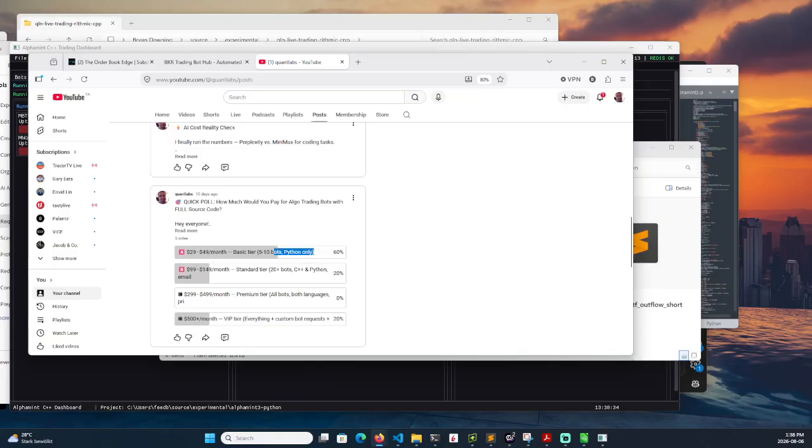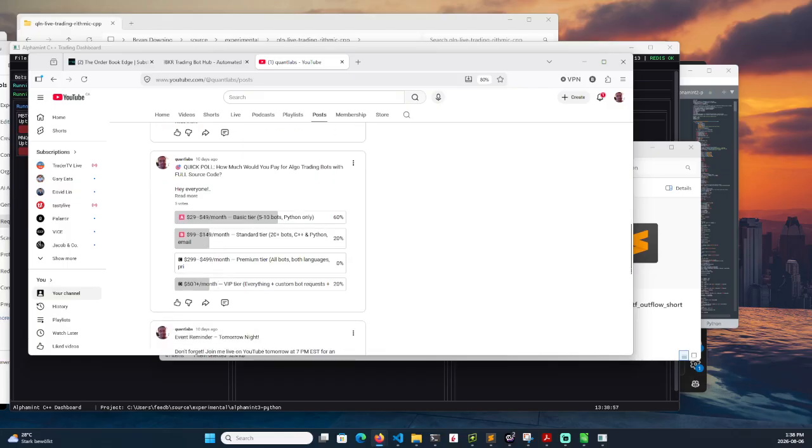You can see only 5 votes, tiny. I don't know if that means anything. So Python only, 29 to $49. Then the standard tier, like 20 bots per month, C++ and Python, for let's say 100 to 150 per month. Then the high end would be a $500 VIP tier where you get access to everything plus custom bot requests as well. So those are the options I'm looking at.